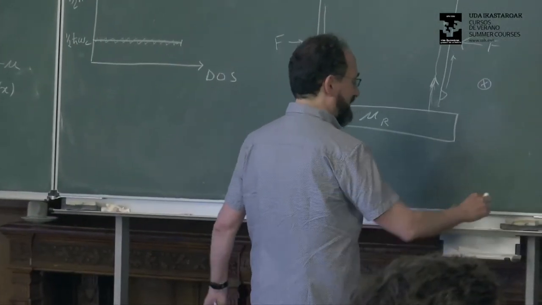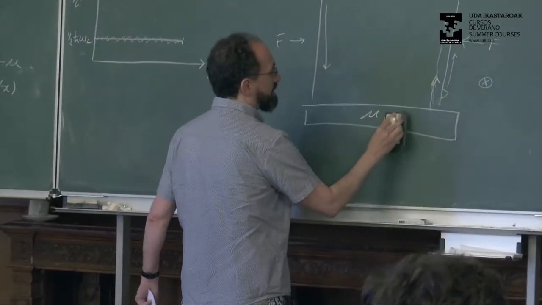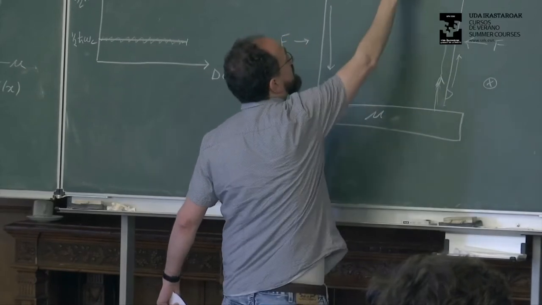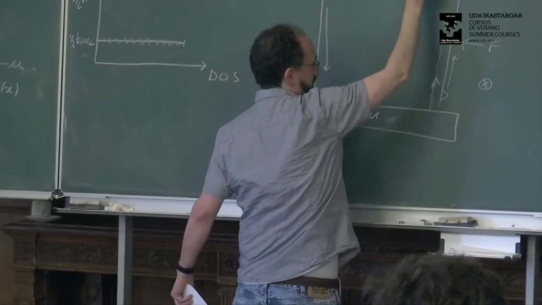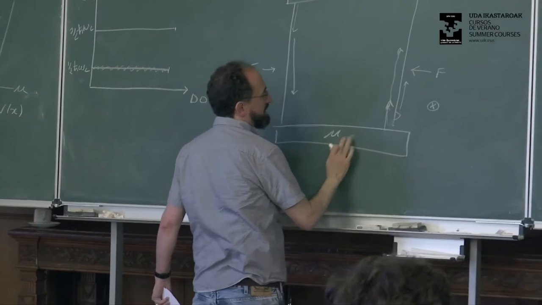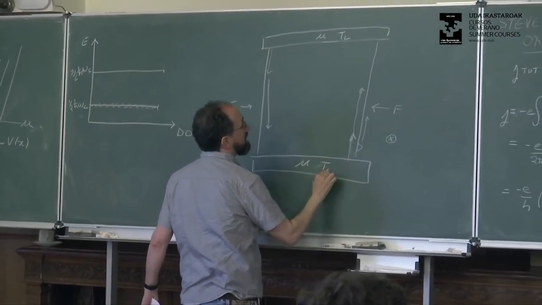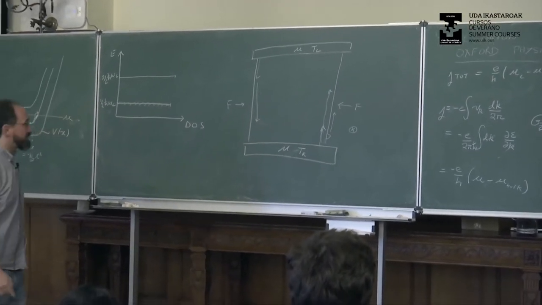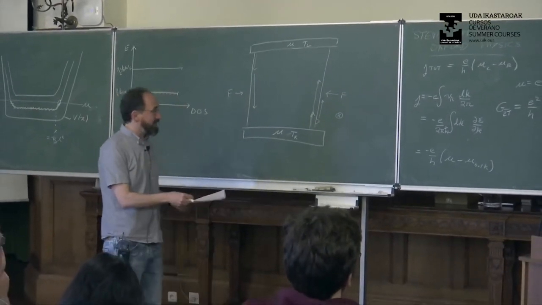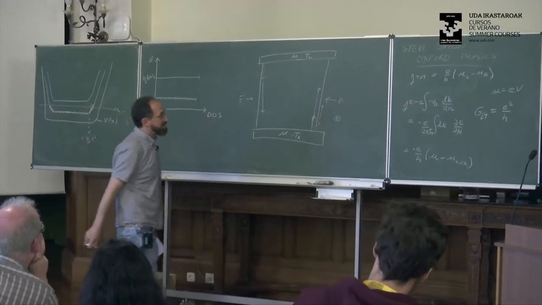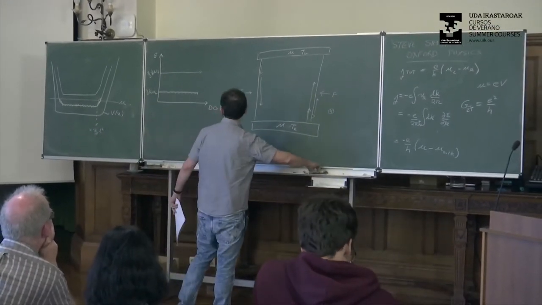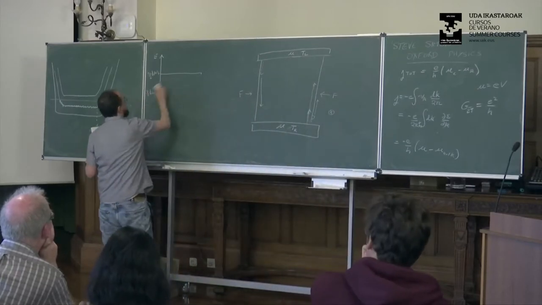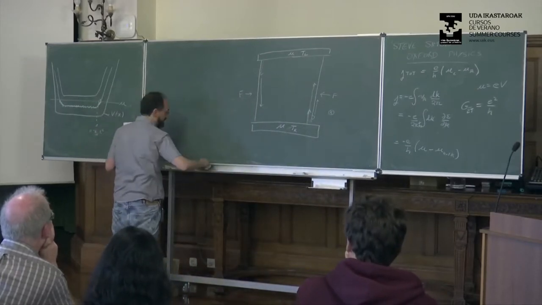But in the thermal experiment, what we're going to do is fix both chemical potentials to be the same, both the top and the bottom, but we're going to have different temperatures, T right and T left. And we want to calculate the total thermal current that we get flowing from one end to the other. Let me erase this and explain how that's going to work.